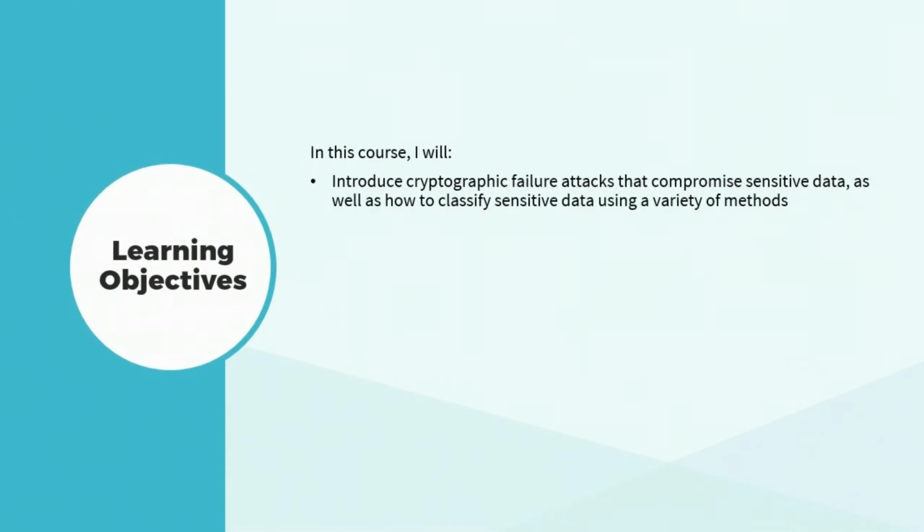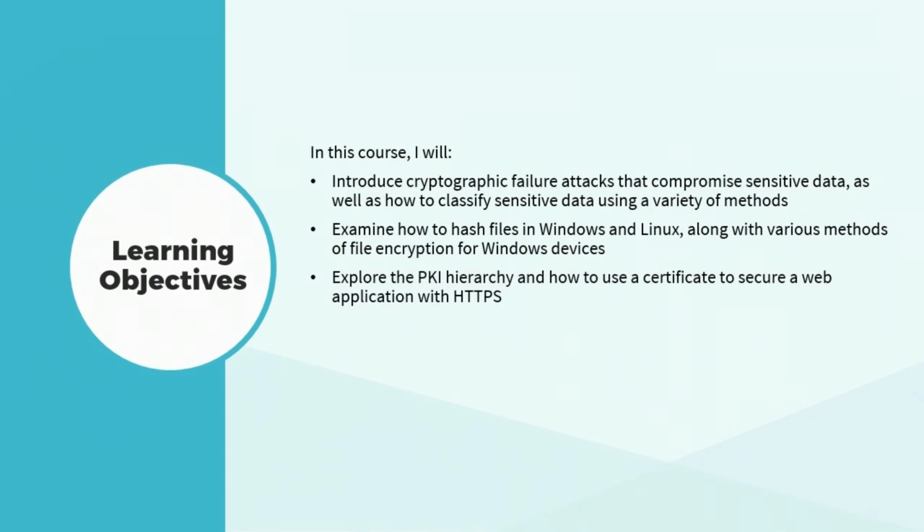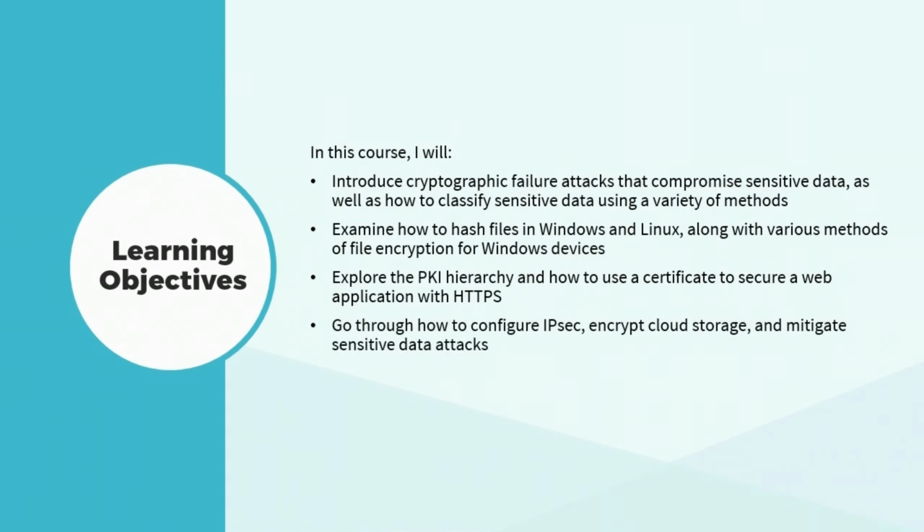In this course, I'll introduce you to cryptographic failure attacks that compromise sensitive data, as well as how to classify sensitive data using a variety of methods. Next, I'll examine how to hash files in Windows and Linux, along with various methods of file encryption with Windows devices. I'll then explore the PKI hierarchy and also how to use a certificate to secure a web application with HTTPS. And lastly, I'll go through how to configure IPsec, encrypt cloud storage, and mitigate sensitive data attacks. Let's get started.